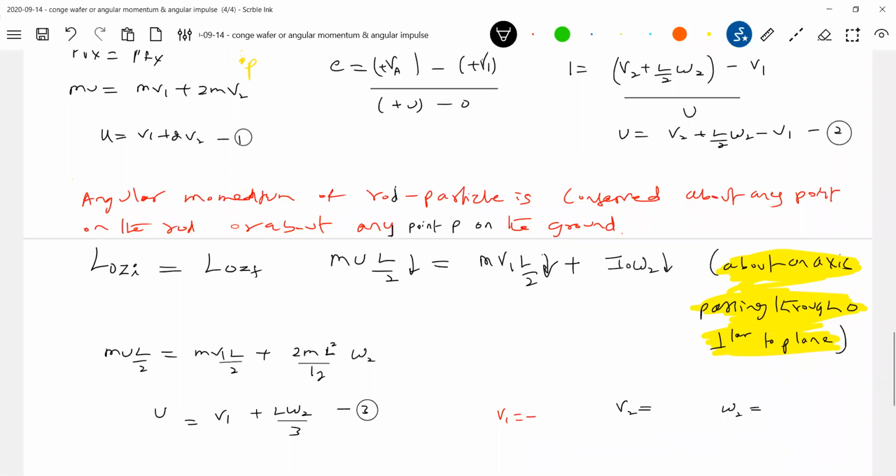Sir, V1 and V2 both are U by 3 and omega 2 is 2U by L, sir. Check one's calculation. Even I got the same thing, sir. V1 how much? U by 3. Yes, sir. 2u by L. Will it satisfy the equation? Check it once. Yes, sir, it will satisfy. Substitute the values in the equation, so RHS should become equal to U. Then fine, no? Mathematics.